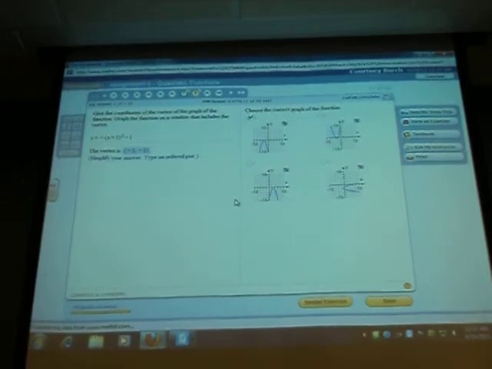So with vertex form, you don't need to do anything to the equation. Don't try to FOIL it. Don't try to distribute anything. Just look at the equation, compare it to your vertex formula. That's all you have to do.